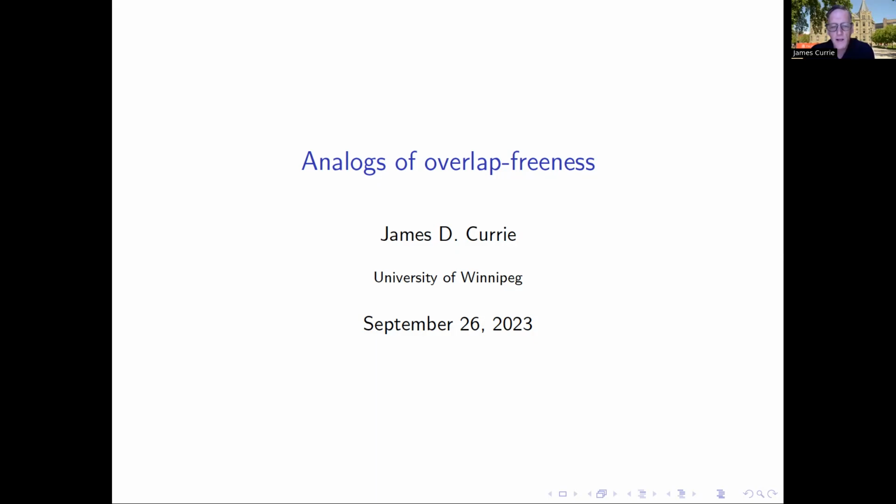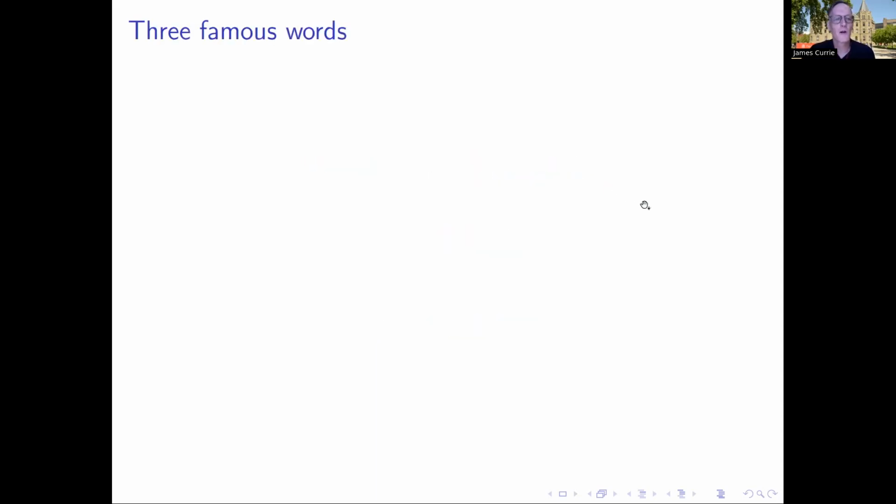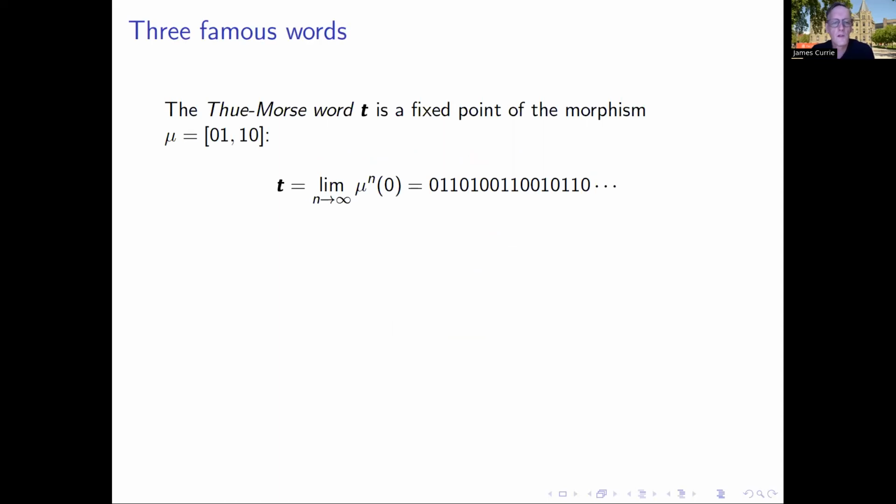Last week, 2 weeks ago, when Professor Espinosa spoke about dynamical systems and the rigidity of hierarchical systems, that's somewhat related to what's happening today. I'm going to look at three famous words, assuming my computer allows me to scroll. Yes, there we go. So the Thue-Morse word is a fixed point of the morphism mapping 0 to 0, 1, 1 to 1, 0.